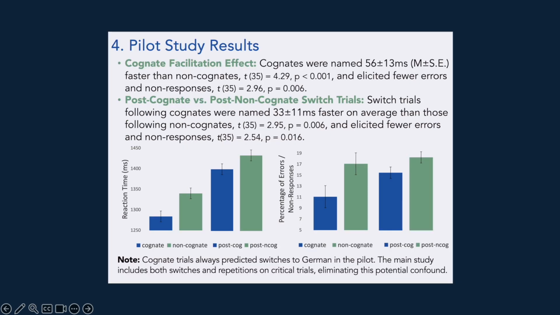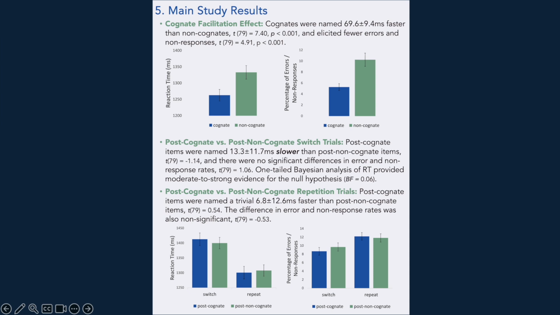Both studies found a robust cognate facilitation effect. In the pilot study, a post-cognate effect was observed. However, it is possible that this was driven by cognates always predicting switches into German. The main study eliminates this confound by including both switches and repetitions on critical trials.